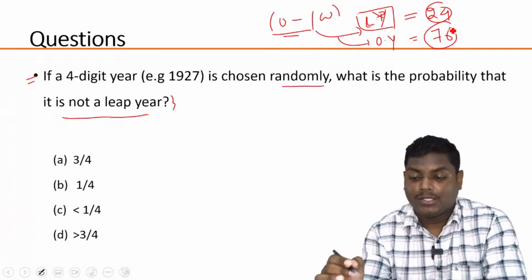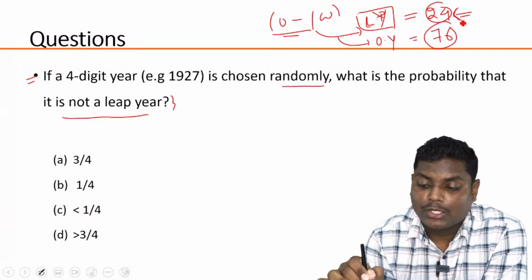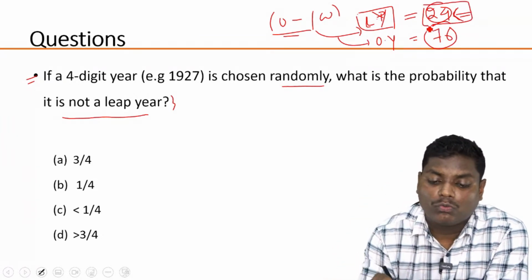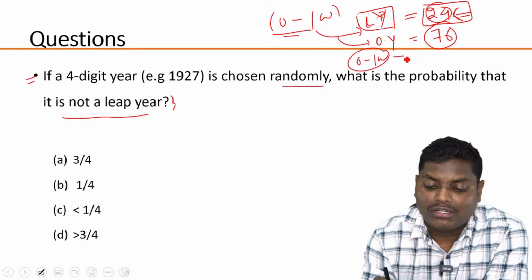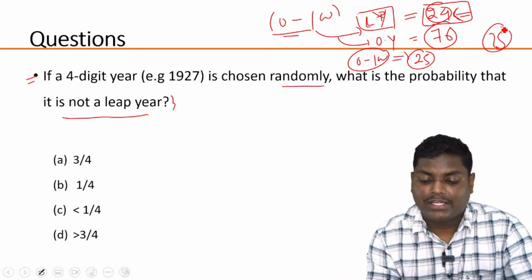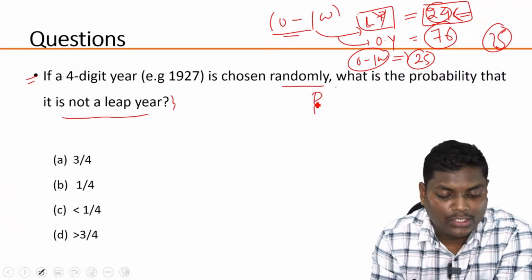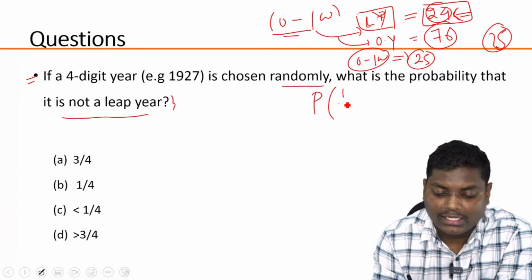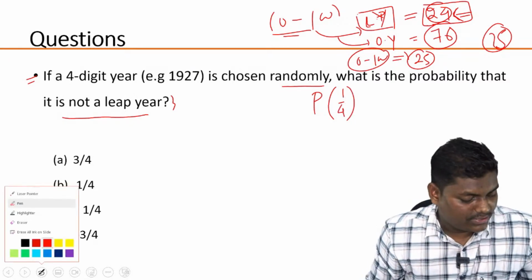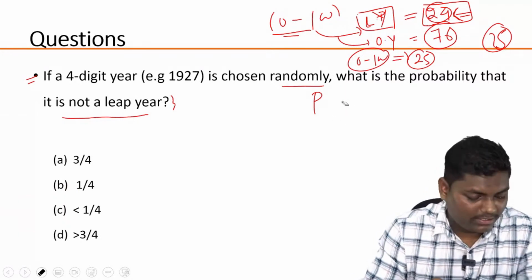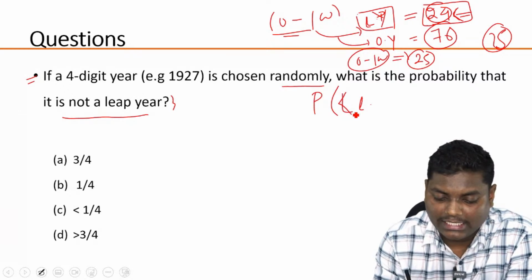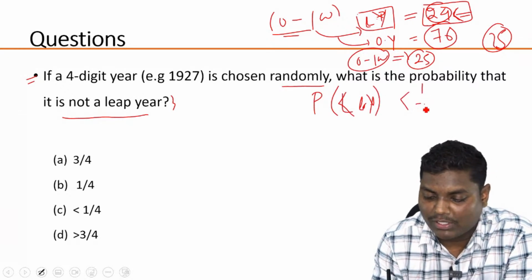Now, do you get this? You can notice here that when we consider 0 to 100, it is not exactly 25. It is less than 25. So the probability of getting a leap year is less than 1/4. That's what we have seen.